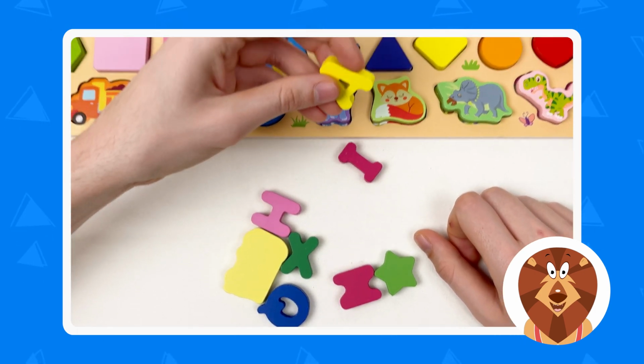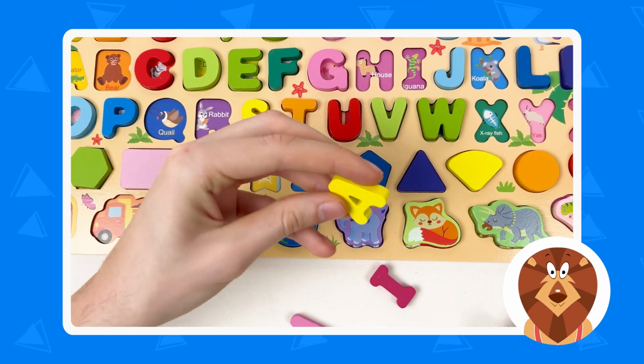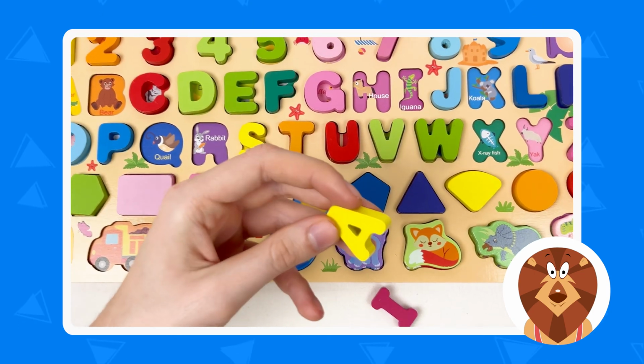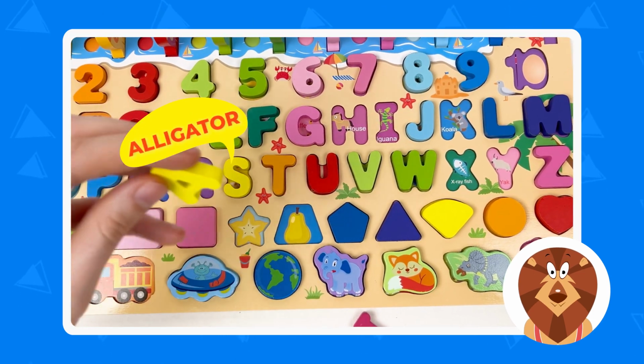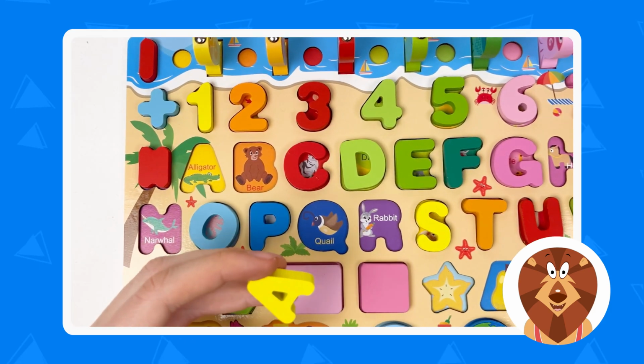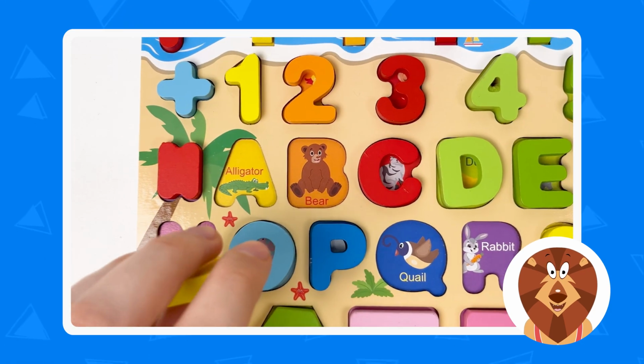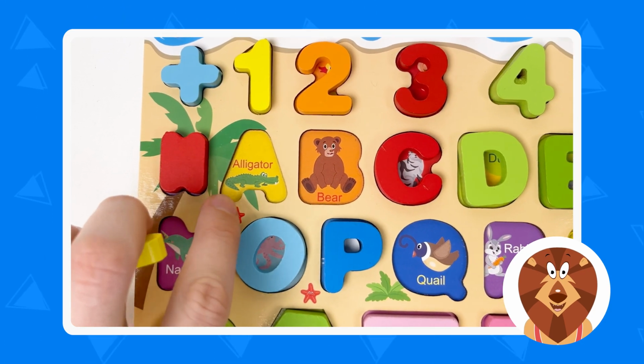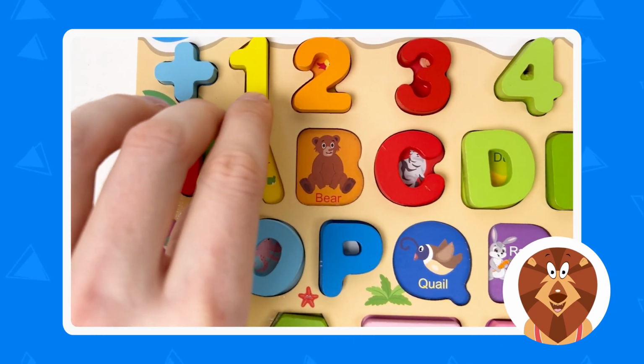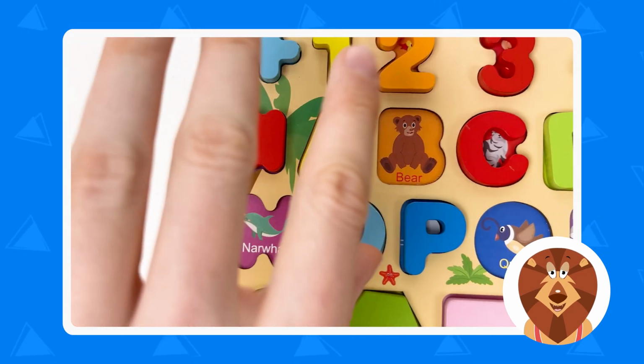And here we have the letter called A. And we need to find the alligator. And we pronounce this letter as A. So let's find it. So here, can you see the alligator? Great! Amazing! Let's place it.